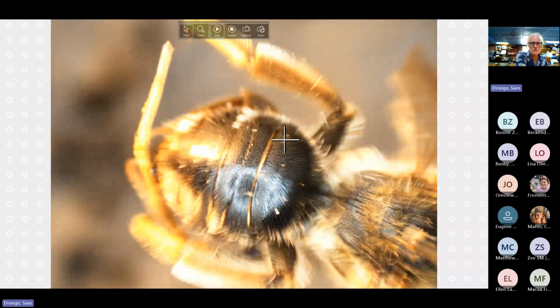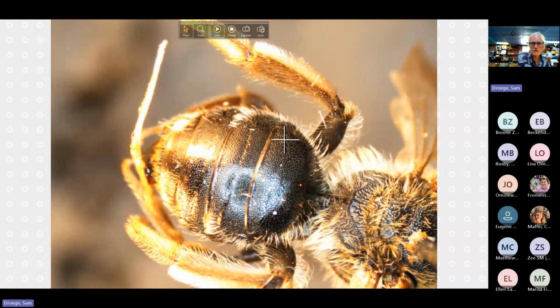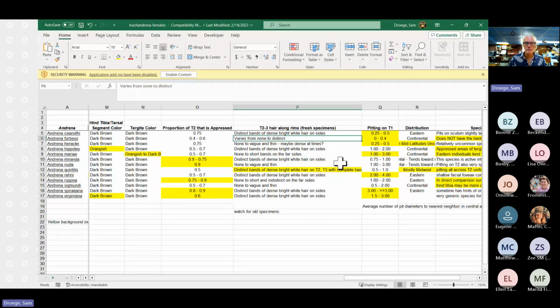It's on T2, and you can see on T2 that there is a patch of bright white hairs at the edge. It's not very big. You can see how it could be worn off and maybe in some species not there at all. T3 doesn't even look like it has it. So you can see the amount of hair there quite easily.